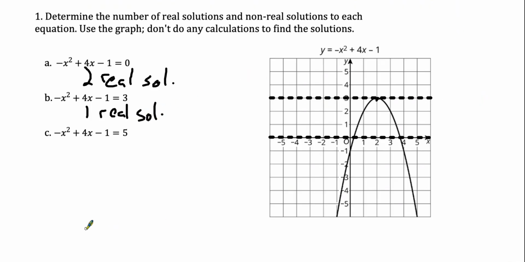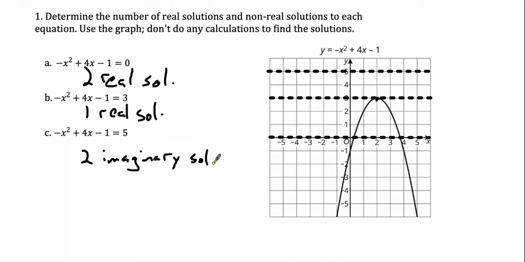The last one, if I again do the same thing and draw a horizontal line up here at y equals 5, I see that my graph does not hit that line at all. So before, we would say that this meant our graph had no real solutions. But now that we know about imaginary solutions, I can say that if there are 0 real solutions, my equation has to have 2 imaginary solutions.